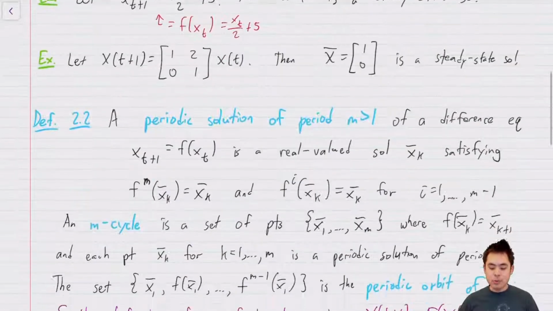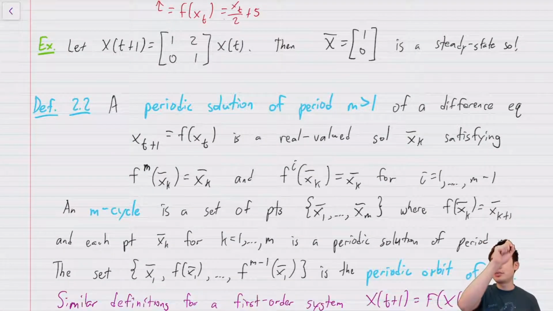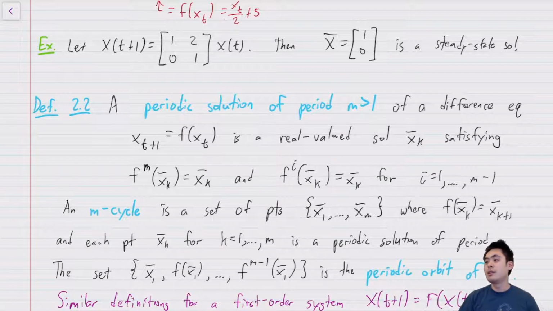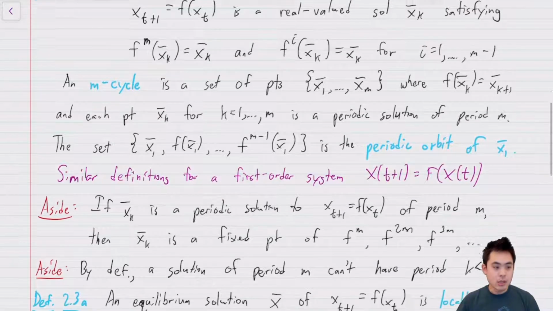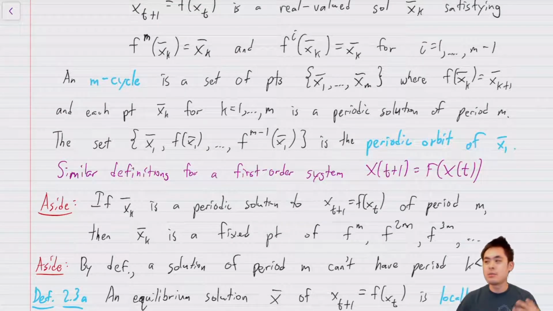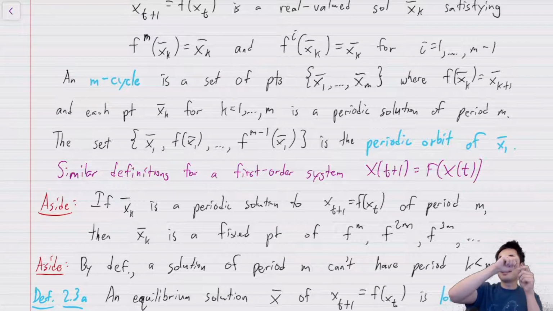The next thing we talked about were these periodic solutions, these solutions that start at some point and then go around in some big long path and then come back to the starting point. If it takes m steps to go around the entire path and come back to the starting point, well then we call that a periodic solution of period m. And the path that it takes is called an m cycle, and we sometimes also call it the periodic orbit of the starting point, because that's the path it takes, the orbit it takes before it comes back around to its starting point, sort of like the Earth going around the sun.